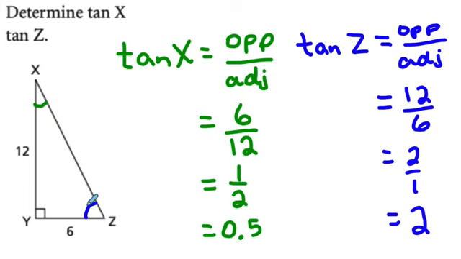Now, one of the things to think about, and it's something you'll learn in later courses in math, is if the tangent is less than 1, then this angle is less than 45 degrees. If your tangent is greater than 1, then that means this angle is bigger than 45 degrees.